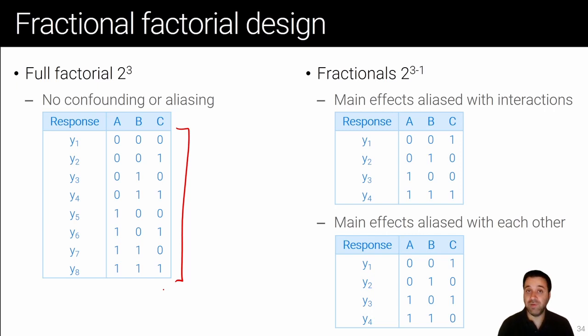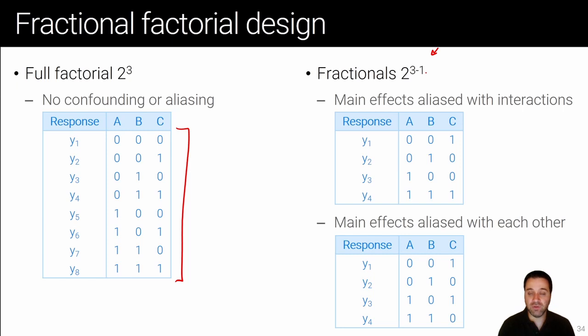In this case, there's no confounding or aliasing. We could collect our data, and we're going to be able to estimate all the main effects, the two-factor interactions and the three-factor interaction indeed. If this is too expensive, or if we are not interested in all those effects, we might go for a fractional design. And the way we denote it is like this.